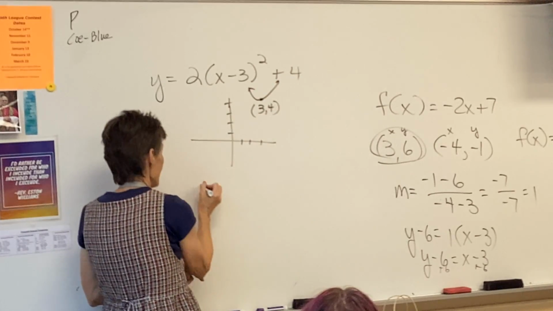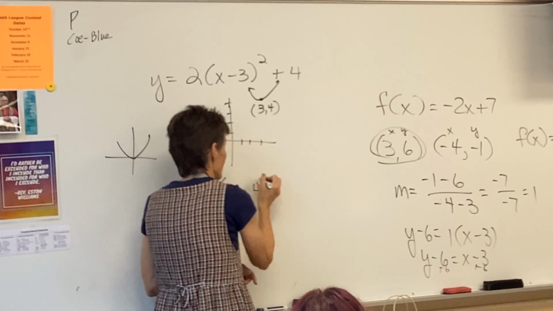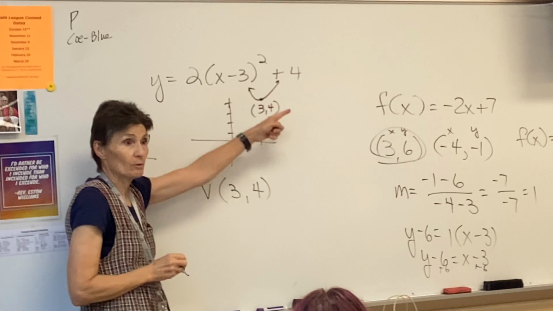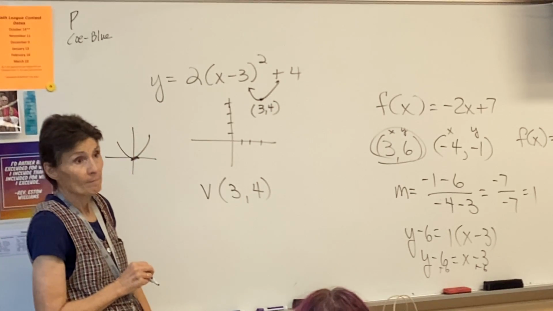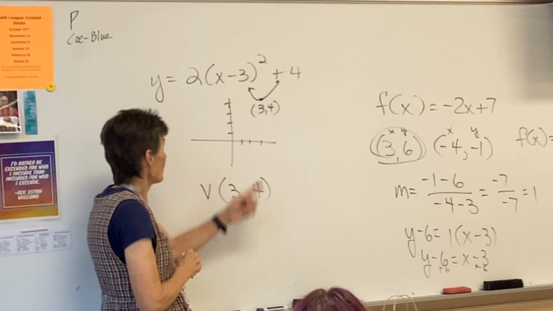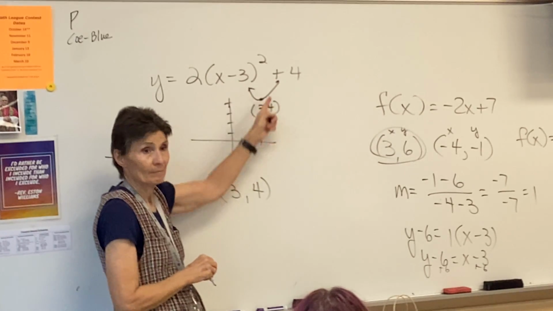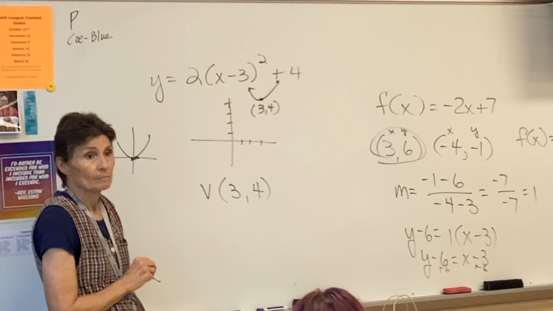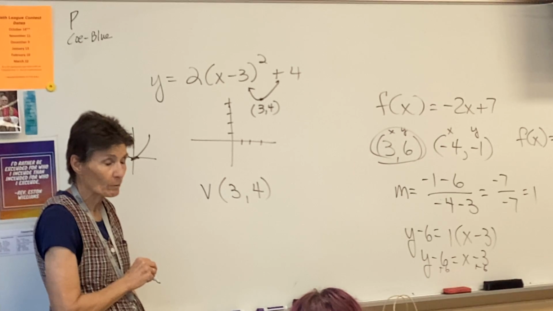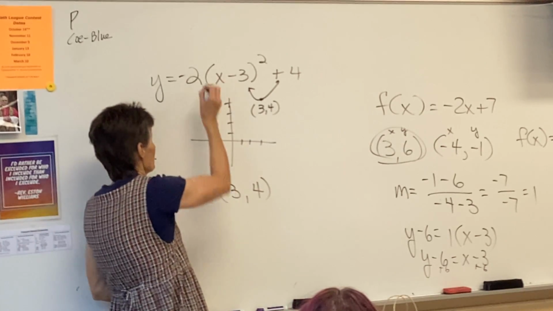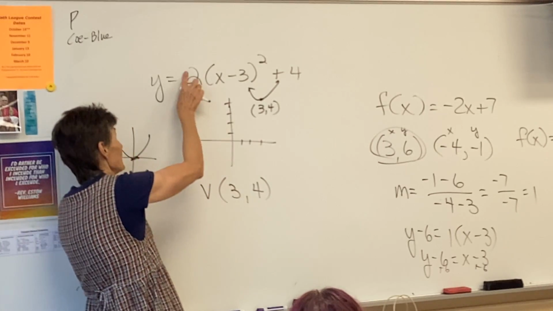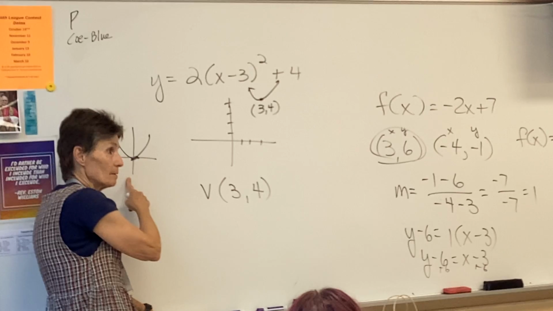Would you agree then that your vertex is 3 comma 4? You moved it from the origin, you went right 3 and up 4. Old news. How come I have it pointing up like that? It's positive. Remember, how do I tip it upside down? Don't I have to put a negative out in front? That would tip it upside down. But with no negative, it automatically opens up.